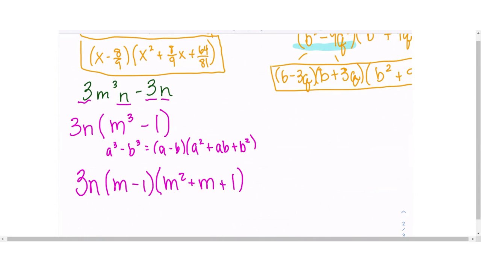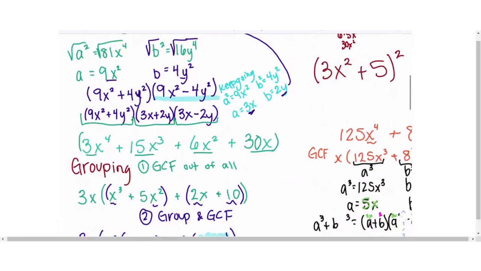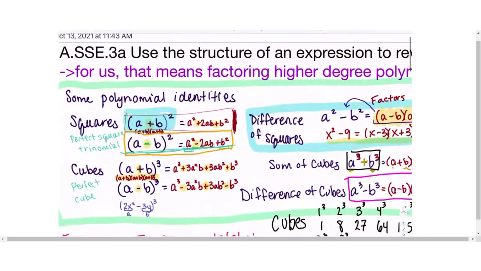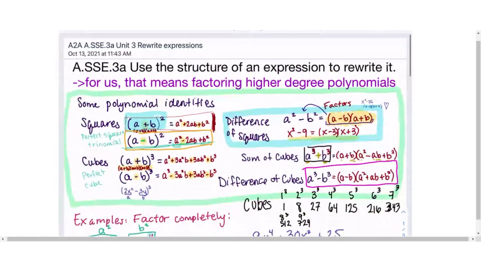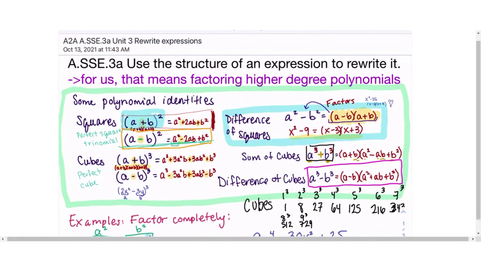And that's that. So those were a bunch of examples, and the idea behind A.SSE 3A. Notice that I came back to these notes that I have right here many times, and that's completely fine and normal to do. So please make sure you take notes. I will post this PDF that I just made in our resources with all the pretty colors.